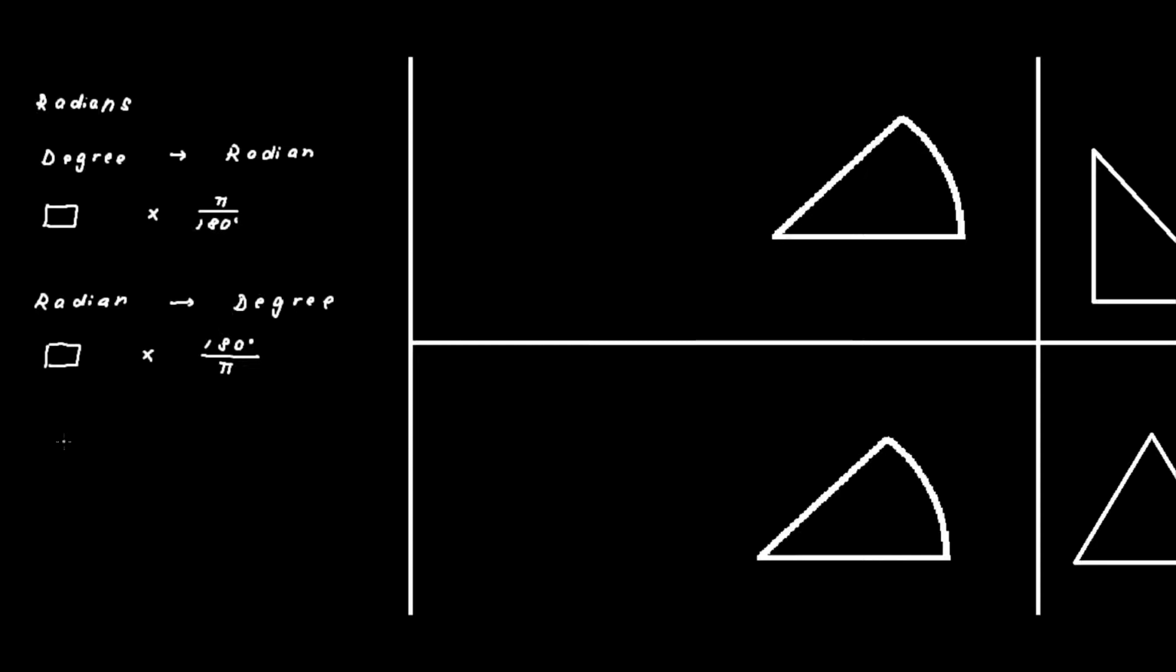Some of the important things that you should get very familiar with: for example, pi radian is the same as 180 degrees. Which means if we have pi over 2 radian, it means the right angle, which is 90 degrees. If it's 2 pi, then it will be 360. This is about how you change an angle in degree form to radian form.